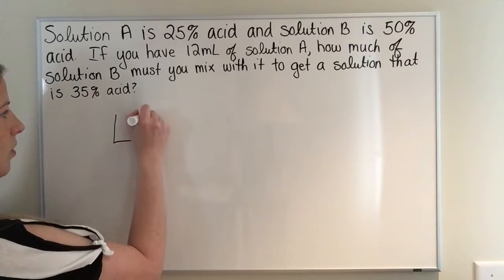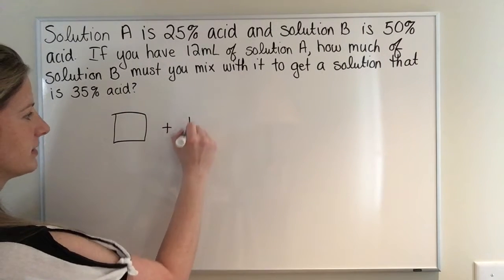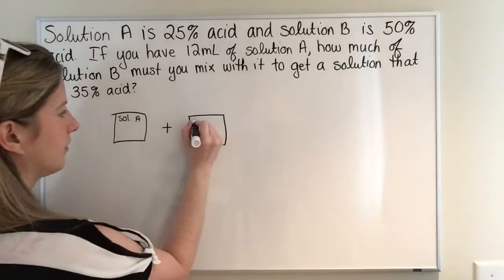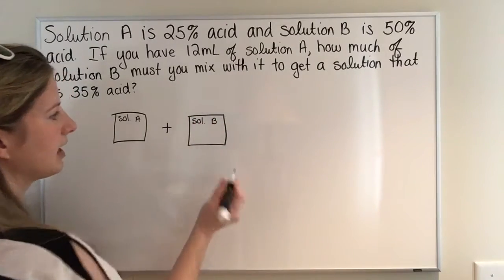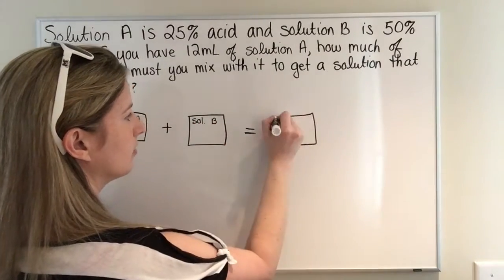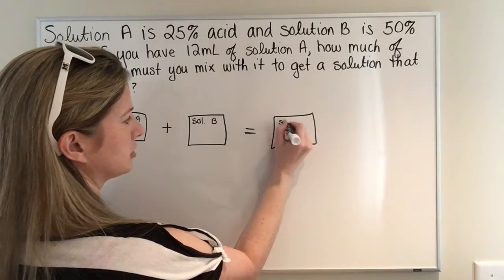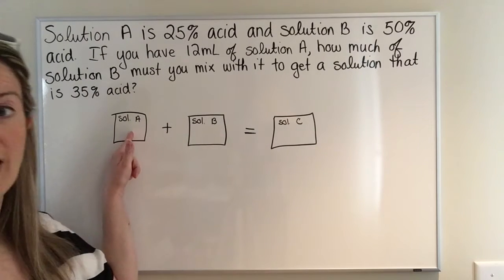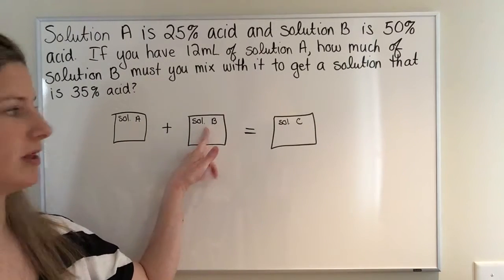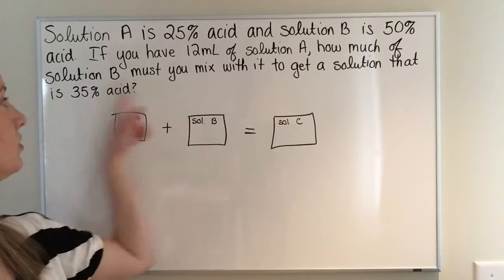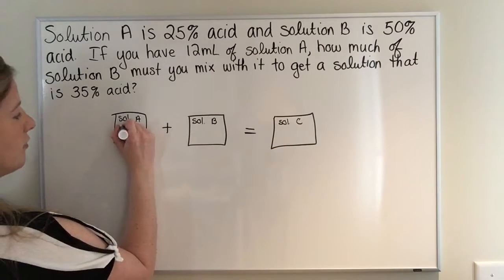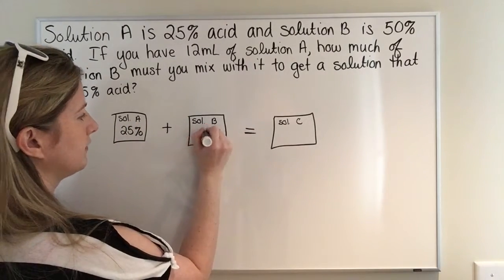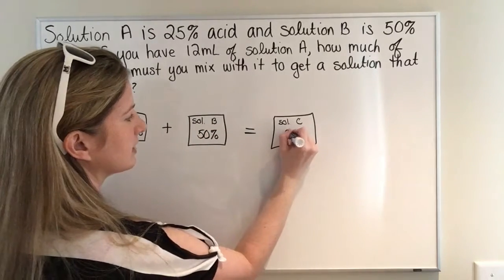We have one solution here. We're adding a certain amount of solution B. So we'll call this solution A, and we'll call this solution B, okay? And then that's going to give us a final solution. I guess we could just call it solution C, if you will. And we know how much of A we have. We want to know how much of B to mix with it to get a certain solution C, which is 35% acid. So let's start off putting what we know in here. So we know this is 25% acid and solution B was 50% acid, and we want something that is 35% acid.